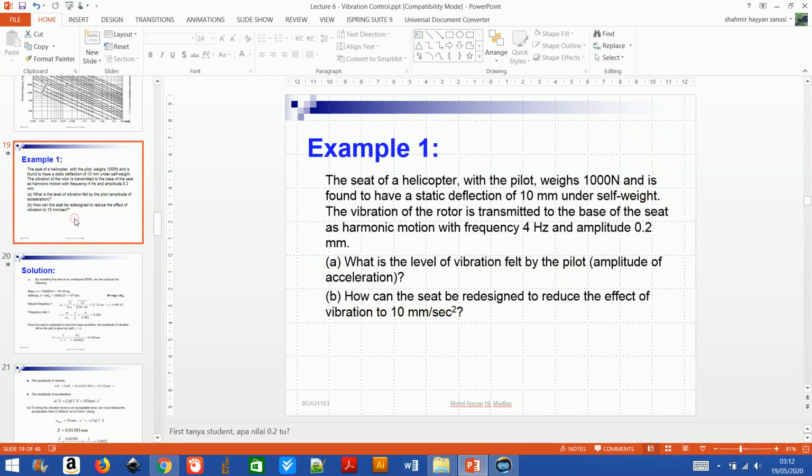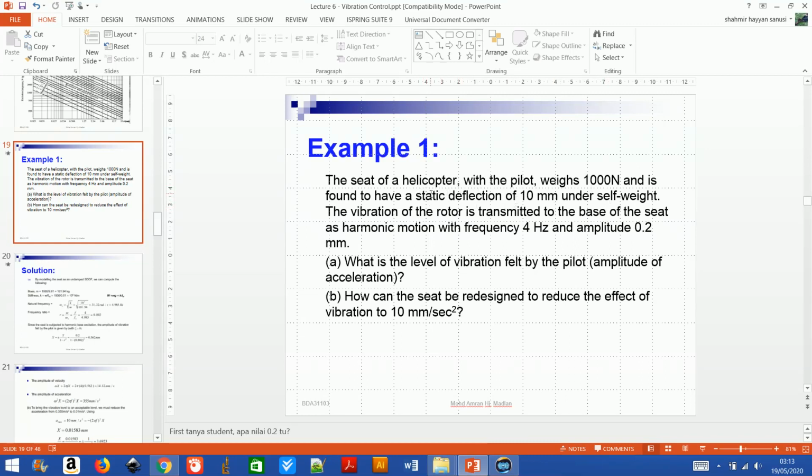So now let's look at some problems. For example, for this example, the seat of a helicopter with the pilot weighs 1000 Newton, which means the pilot plus the helicopter plus the seat is weighing around 1000 Newton and is found to have a static deflection of 10 millimeter under self-weight.